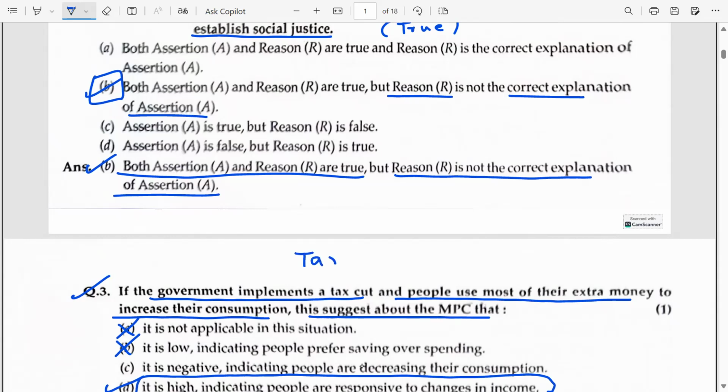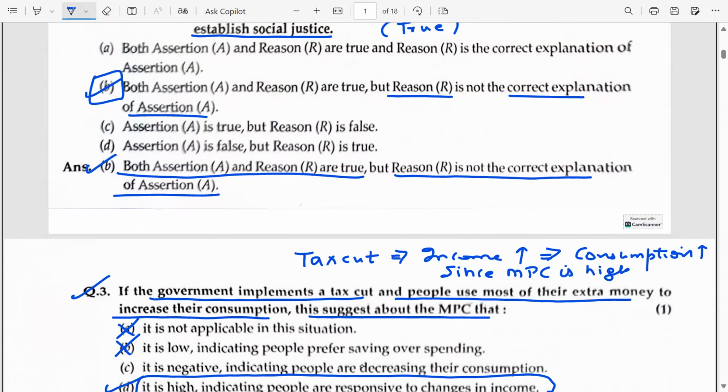I can write here that a tax cut causes income to rise, and when income rises, because you are responsive to income increase, I can say that MPC rises. I can say that consumption increases because MPC is high. Consumption increases since MPC is high.